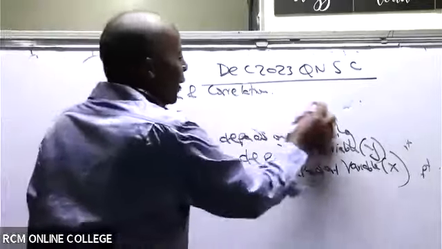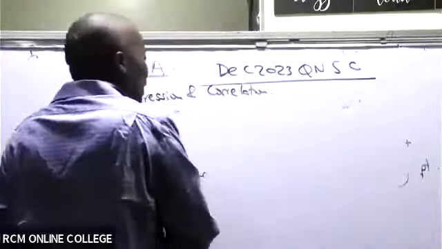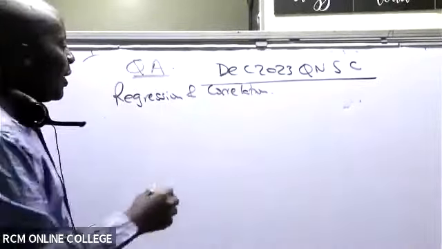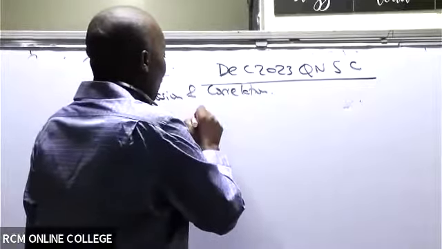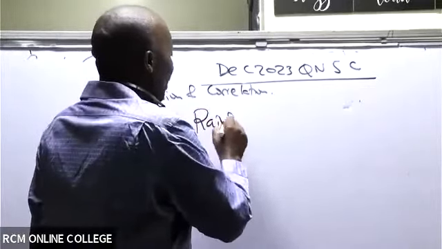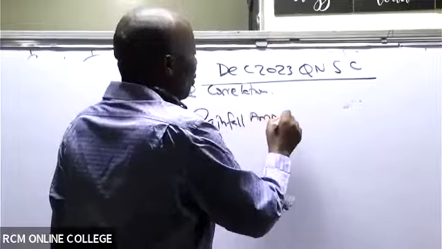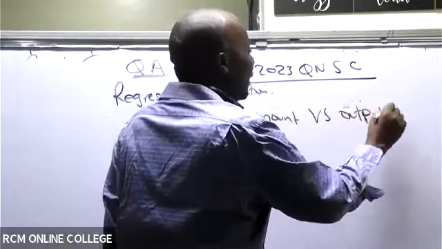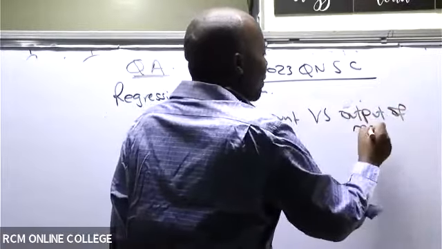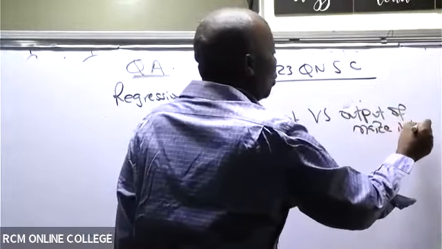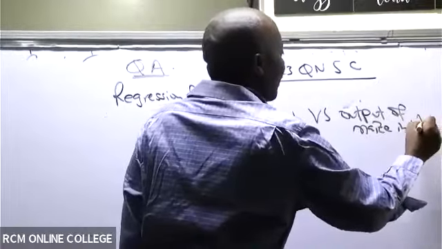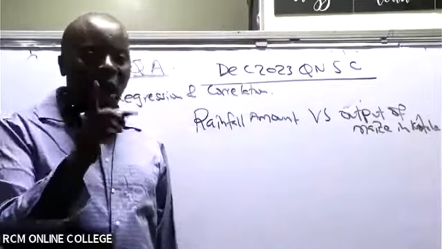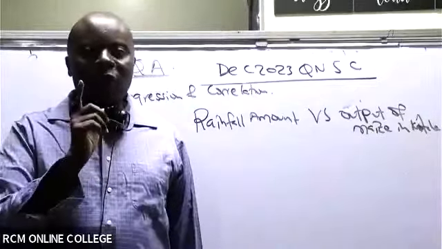How about this one? This one, I'm 100% sure you guys will be able to get this right. For example, you are given rainfall amount versus output of maize in Kitale. In this case, I think rainfall amount should be Y. Rainfall amount will be Y.